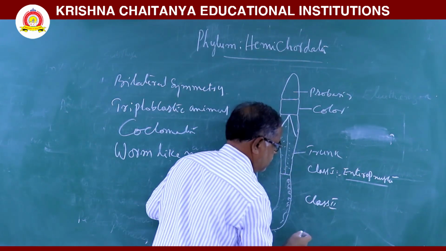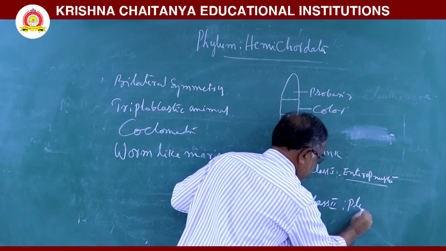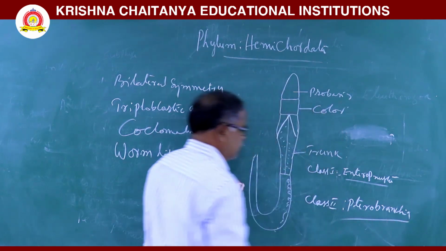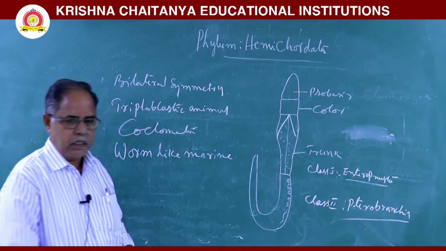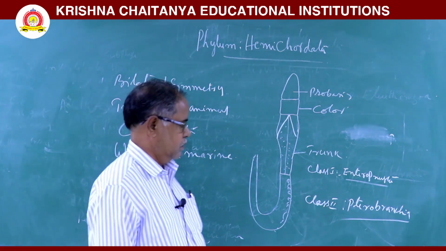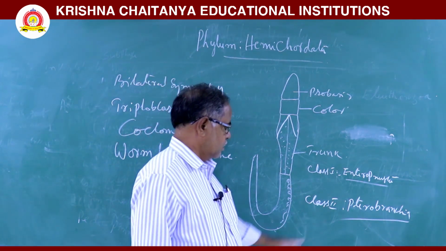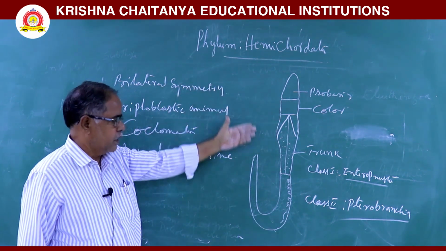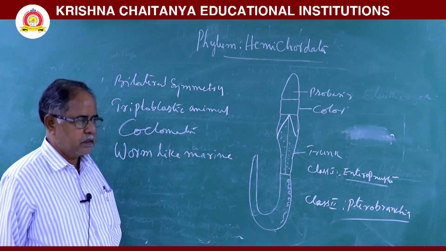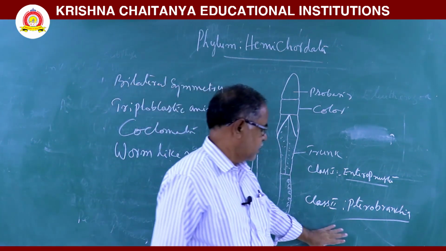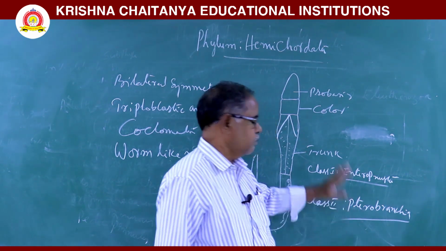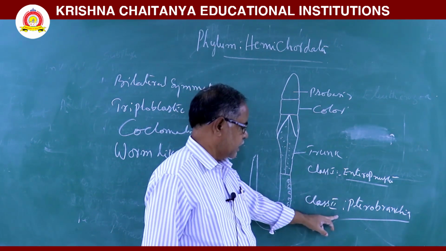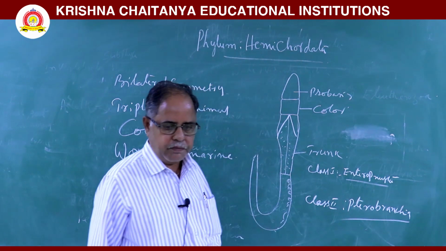Class 2, Pterobranchia. The animals which are included under class Pterobranchia are colonial animals. Next, the body is divided into proboscis, collar and trunk. Next, example Cephalodiscus. Cephalodiscus is an example for Pterobranchia. For Enteropneusta, example, Balanoglossus. Pterobranchia example, Cephalodiscus.